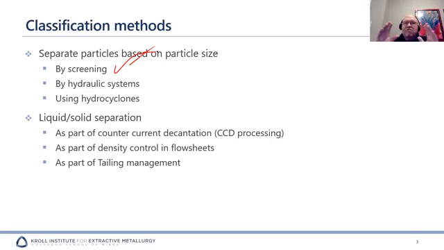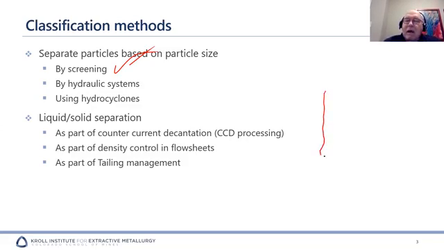We can use hydraulic systems where we have upflowing water currents, and the upflowing water carries the fine material up, and the coarser material goes to the bottom, and we extract it somehow. And then we can use hydrocyclones, which we have talked about before, but hydrocyclones are really big for making density separations. So let me just review what a hydrocyclone is.